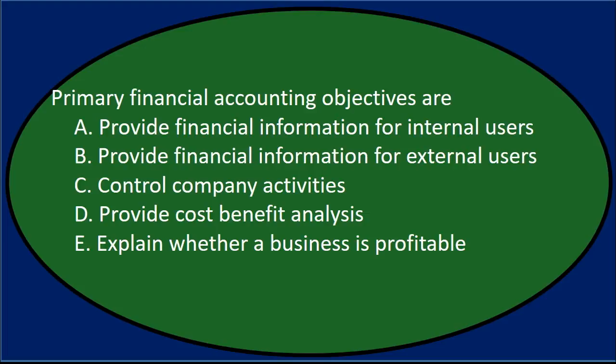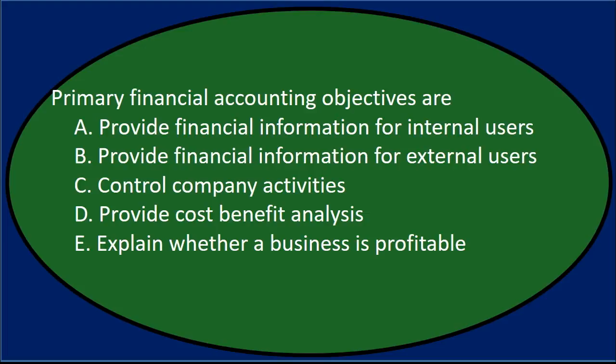Starting with the first question, primary financial accounting objectives are: A. Provide financial information for internal users. B. Provide financial information for external users. C. Control company activities. D. Provide cost-benefit analysis. And E. Explain whether a business is profitable.